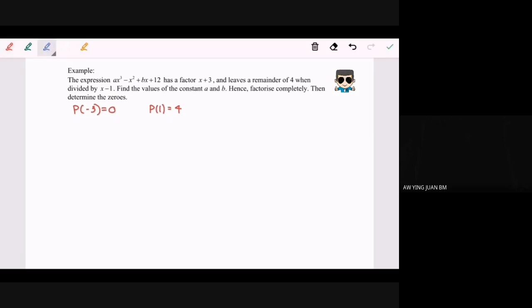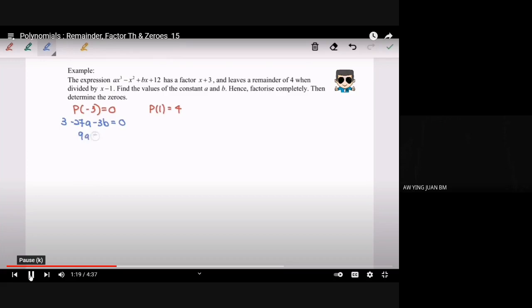By substituting negative 3 into the expression, I will have 3 minus 27a minus 3b, which equals 0. Rearrange and simplify, and I will have 9a plus b equals 1.